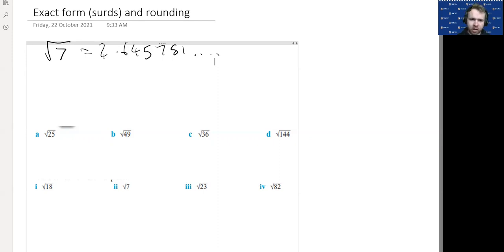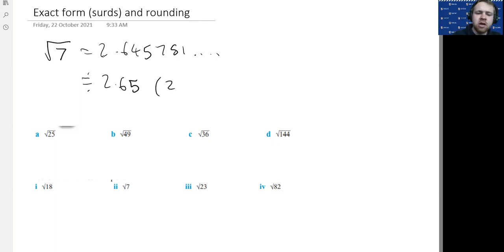off somewhere. If I was to round this to 2 decimal places, I'd go to the second decimal place, which is the 4. And then I look at the third decimal place, which is a 5. Because it's 5 or above, it means I'm going to round up the second one to a 5 as well. So it's going to become 6, 5, approximately equal to in 2 decimal places. The DP stands for decimal places. We've rounded that number.